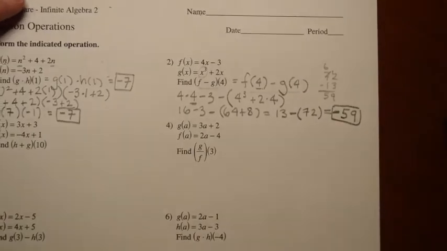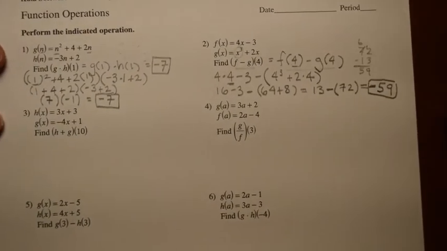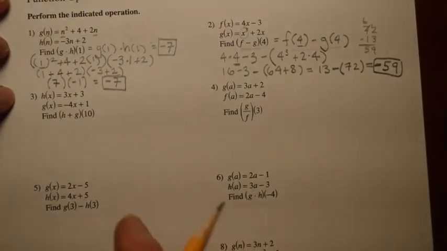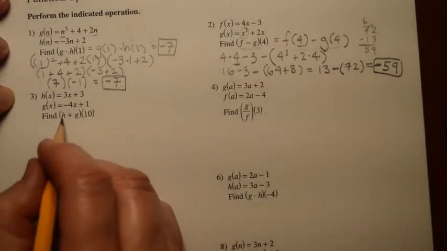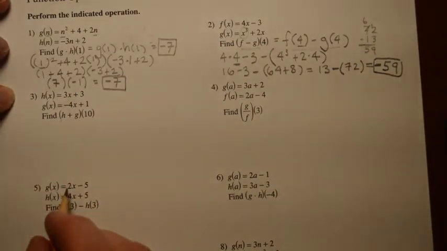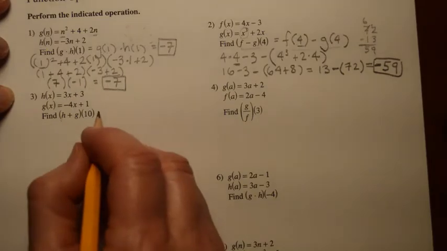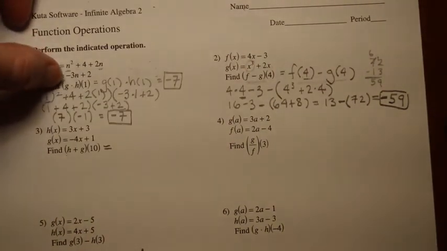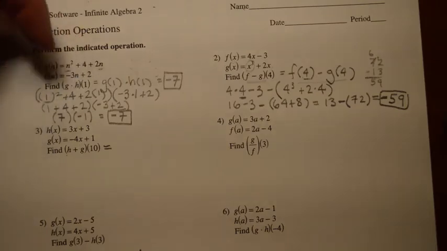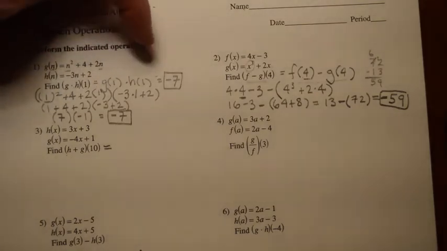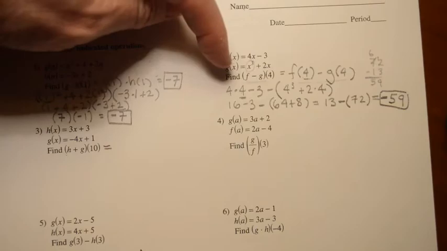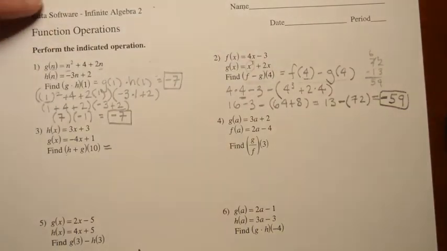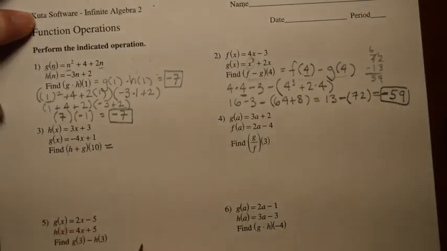Okay, let's do one more of these together, and then I'm going to ask you to stop and try a couple on your own. So here it's h plus g of 10. Given what we've done in the last two problems, where g times h of 1 turned out to be g of 1 times h of 1, and f minus g of 4 turned out to be f of 4 minus g of 4, what do you think this should be?